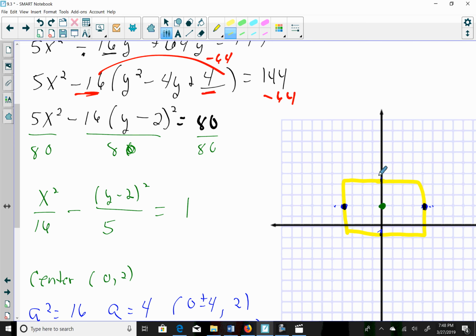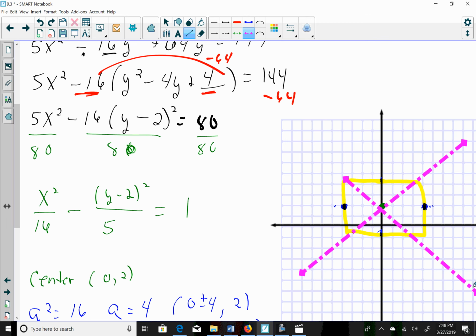There's my box. To draw my asymptotes, I'm going to draw a line that goes from corner of the box to corner of the box, going through the center. I'm going to position that in a better spot. And now I'm going to draw my other asymptote. Again, corner of the box, going through the center.